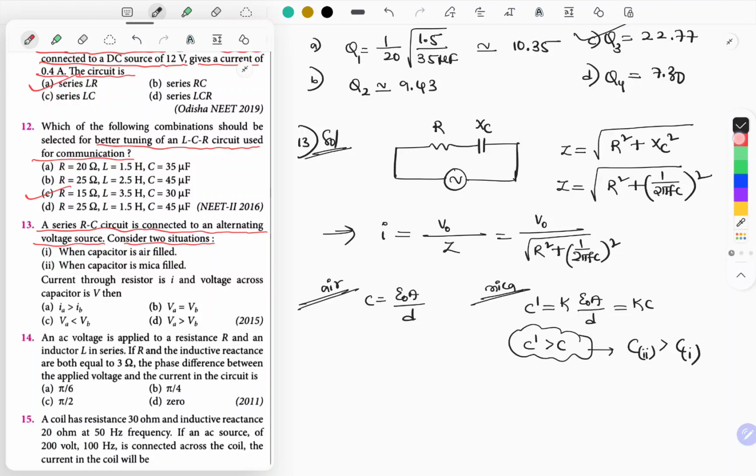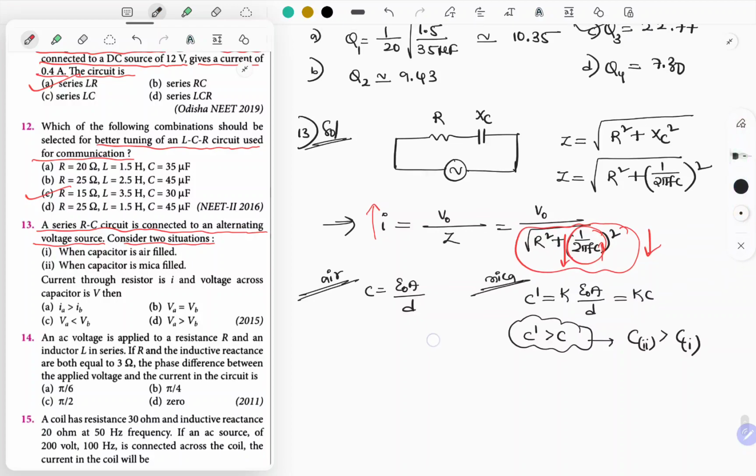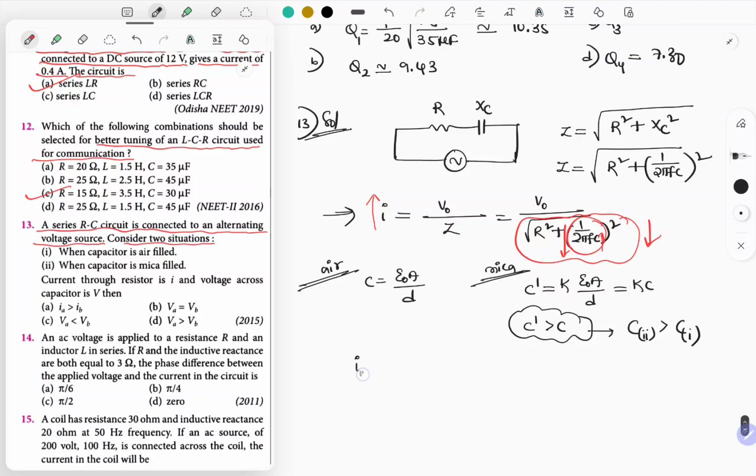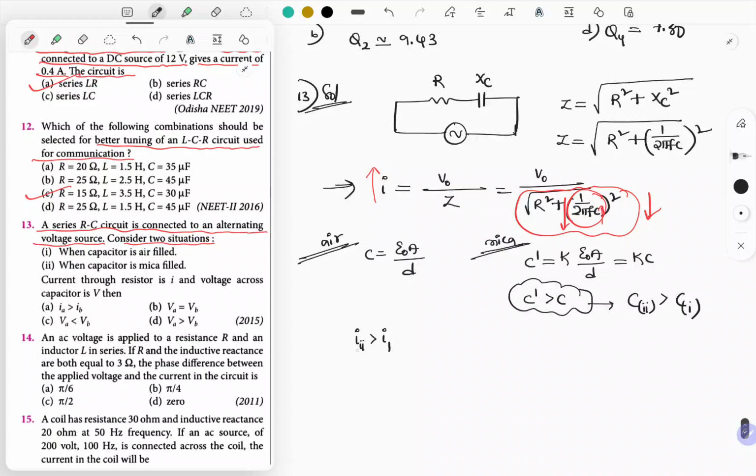Let me show you what is happening here. If capacitance increases, this total fraction decreases, then the complete value of the denominator decreases. If the denominator decreases, then what happens to current? It increases. It means the current in the second case is greater, so I2 is greater than I1. If current is greater, then what about voltage? Voltage in the first case is greater than voltage in the second case.